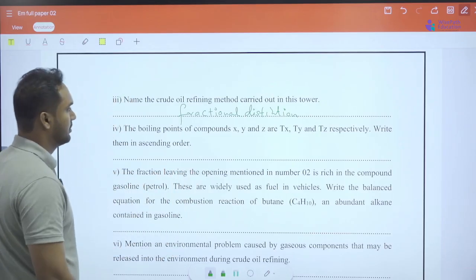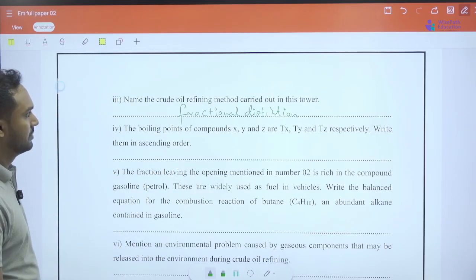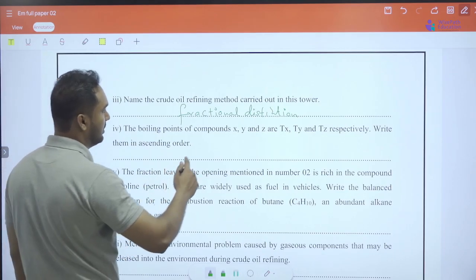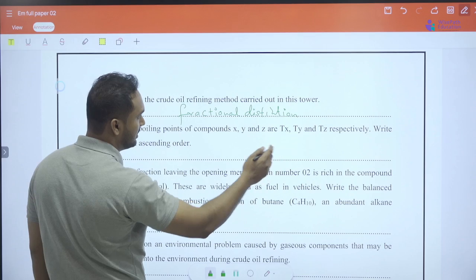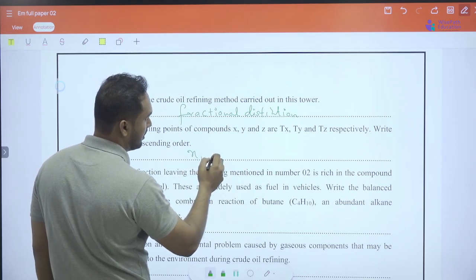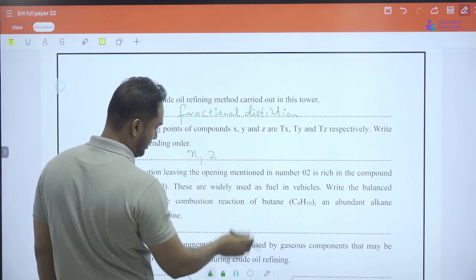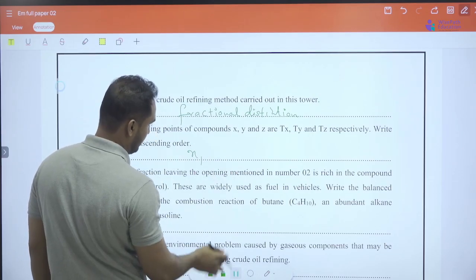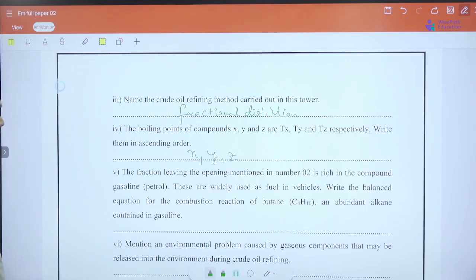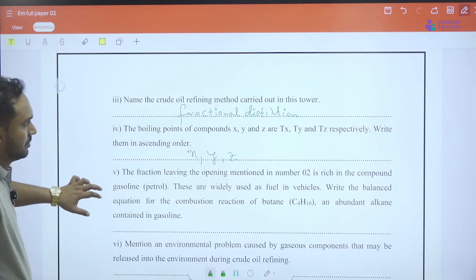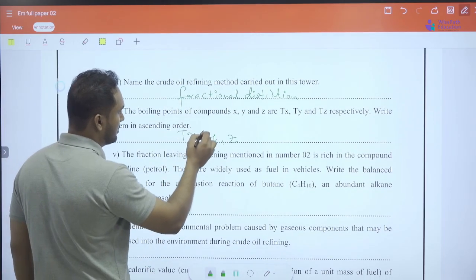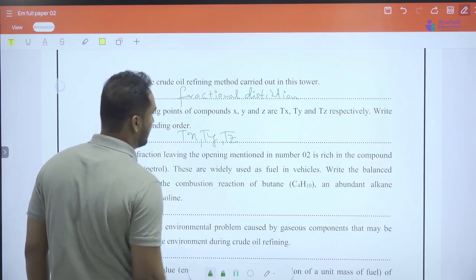They are asking for the boiling points of the compounds in ascending order. So Tz is the maximum, right? X, Y, Z. Since it is written with T, Tx, Ty, Tz are the boiling points, that is correct.